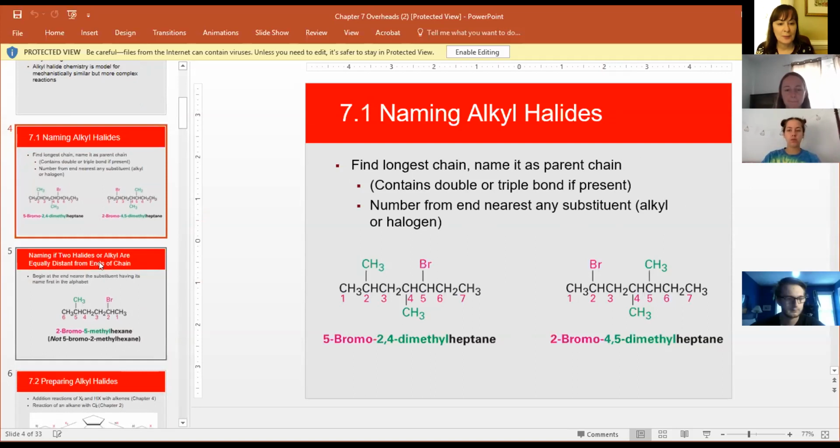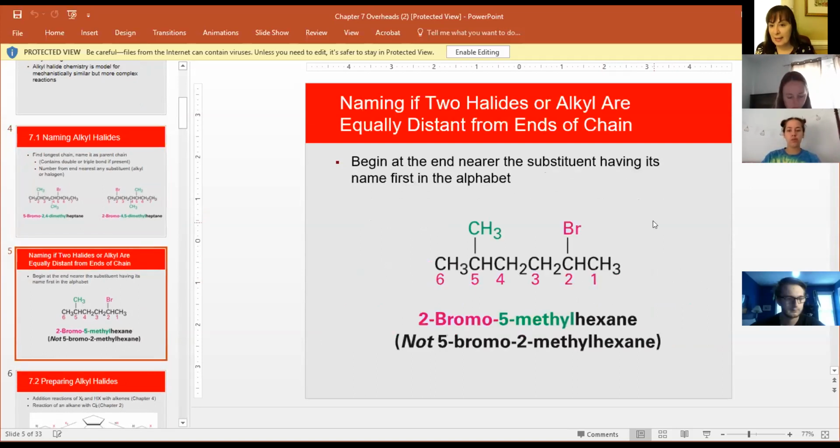Anybody? No? Okay. Now, this is a good time to talk about what happens if you have two alkyl halides that are at the same distance from the end of a chain, okay? Two halides or a halide and an alkyl group. So here is our parent chain. It's a hexane chain. It has a bromine attached to it, and it has a methyl attached to it. And as you can see, the bromine is on the second carbon from the end, and the methyl on this side is on the second carbon from the end. We made a decision on where to start numbering that chain by using alphabetical order, okay? So bromo, B, comes before methyl, which is an M. So we start numbering this way. Does that make sense? Can I get some thumbs up or something?